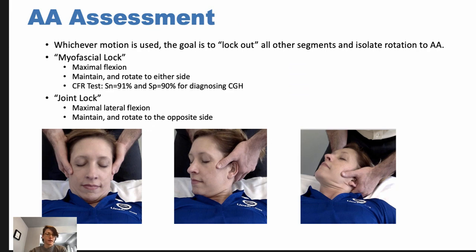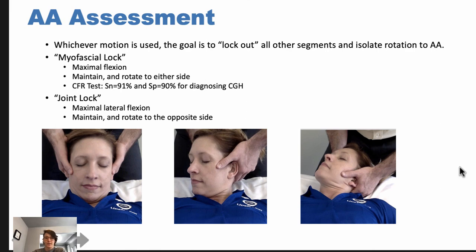So you see the flexion rotation test there in the two pictures on the left. And then this picture here on the right is more of what we're terming a joint lock versus myofascial lock. Don't really get too hung up on that. Just know that it's two ways to take the lower cervical spine out of that and really just look at upper cervical rotation, which really only comes from C1-2 because C0-1 doesn't do that.